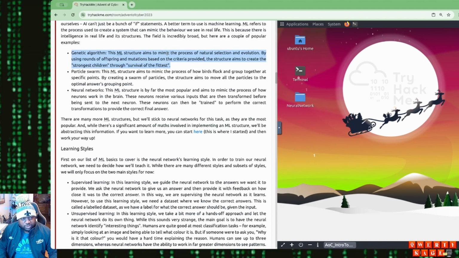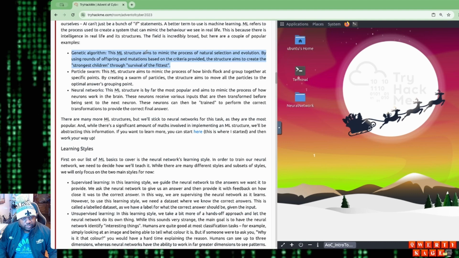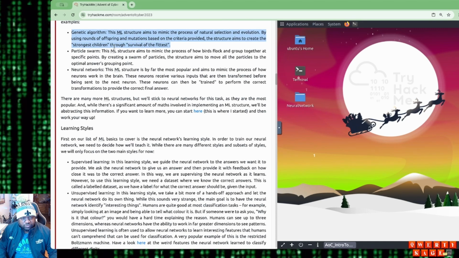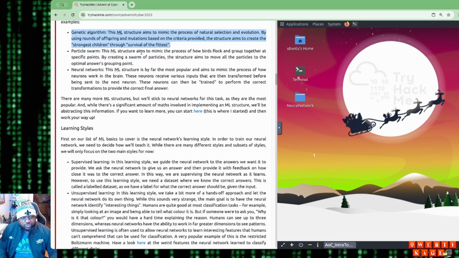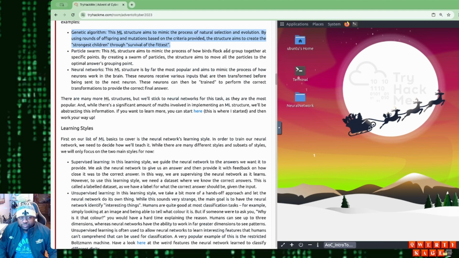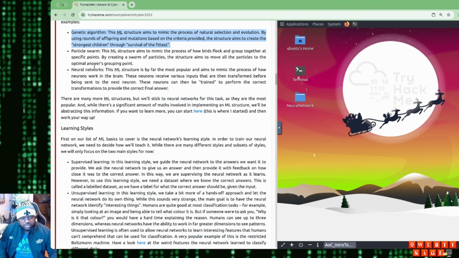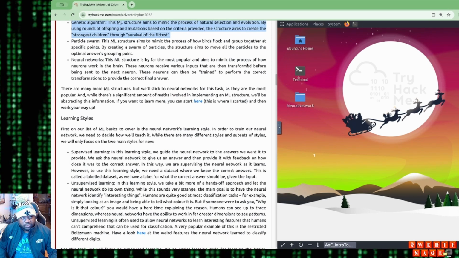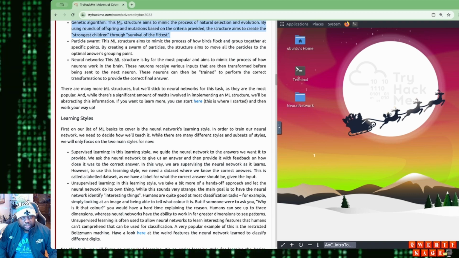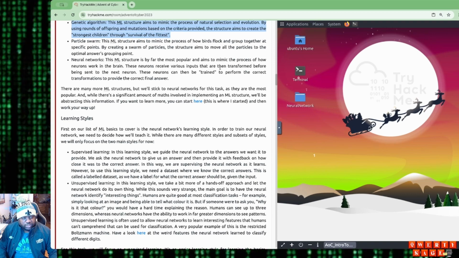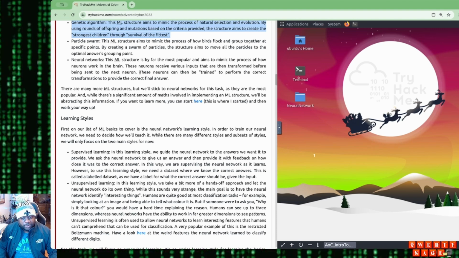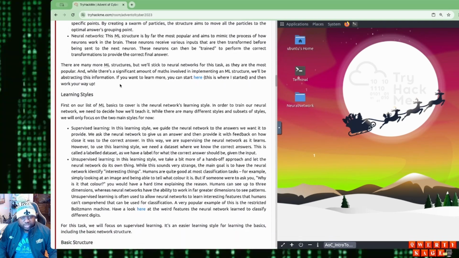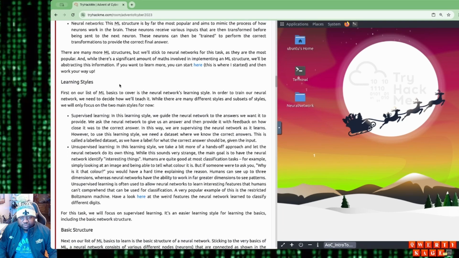There's the genetic algorithm. This machine learning structure aims to mimic the process of natural selection and evolution. Particle swarm aims to mimic the process of how birds flock and group together at specific points. Neural networks is by far the most popular and aims to mimic the process of how neurons work in the brain. These neurons receive various inputs and they are transformed before being sent to the next neuron. These neurons can be trained to perform the correct transformations to provide the correct final answer.